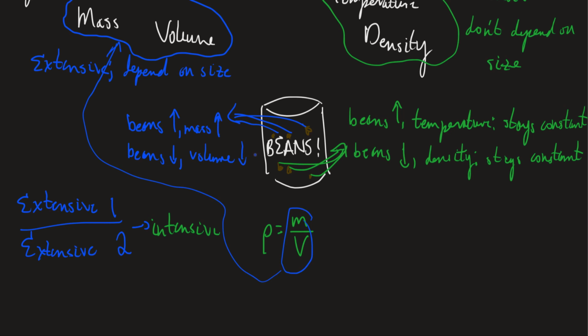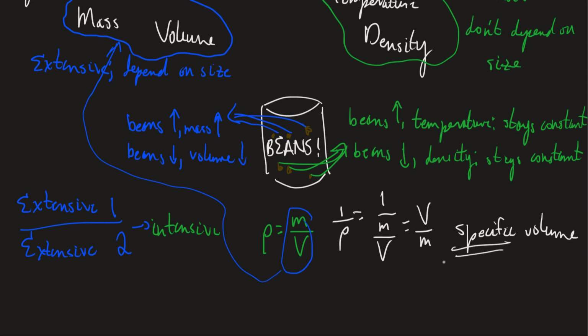Let's take this one step further. So let's take 1 over the density, which is equal to 1 over mass over volume. And 1 divided by a fraction is just the reciprocal of that fraction. So 1 over density is equal to volume over mass. And this is known as specific volume. This keyword specific will come on later as well. And it just means to take the word after specific and divide it by mass. So in this case, we take volume and we divide it by mass.